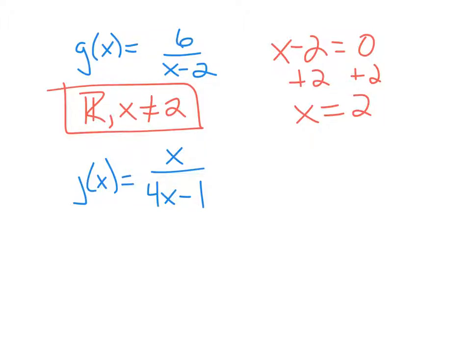So the same reasoning goes for j of x here. We're allowed to plug in all kinds of numbers for our domain, but there is going to be one in this case that throws us off. And again, it's whatever value of x produces a 0 down here in the denominator. And again, all we're going to do is take whatever's in the denominator, set it equal to 0, and then just solve.